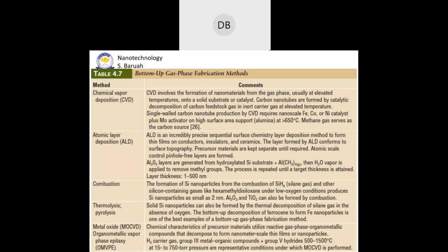So the CVD involves the formation of nanomaterials from gas phase, usually at elevated temperatures onto a substrate. The substrate can also act as a catalyst. You know what is a catalyst? A catalyst is something the mere presence of which accelerates certain chemical activity.